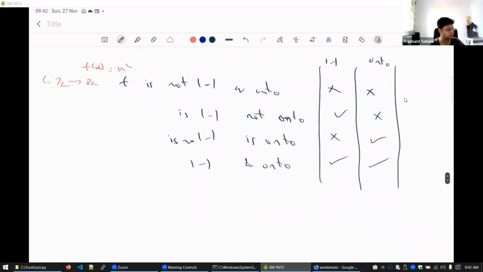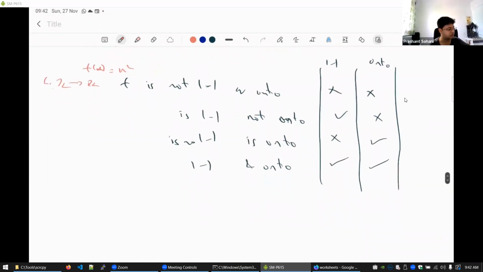Correct. Okay, does everybody follow this example? Pictorially, what will this function look like? That -2 and +2 are both mapping to 4. Therefore, it is not 1 to 1. And there are elements on the right hand side for which there is no corresponding element on the left side. There is no such element whose square is 3. Therefore, this function is neither 1 to 1 nor onto.